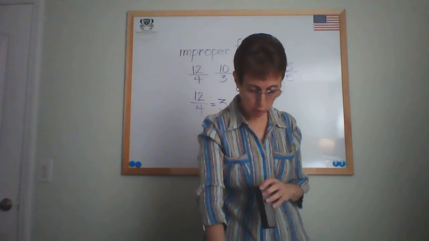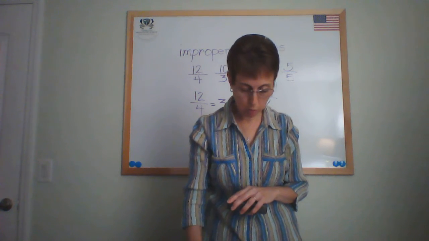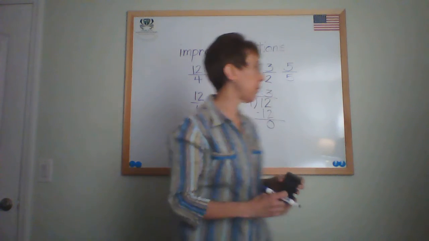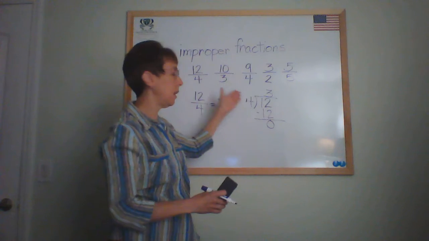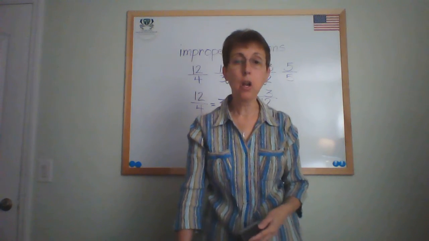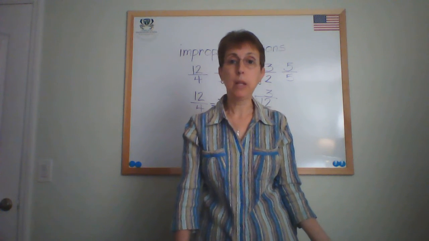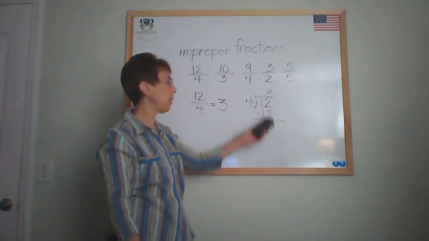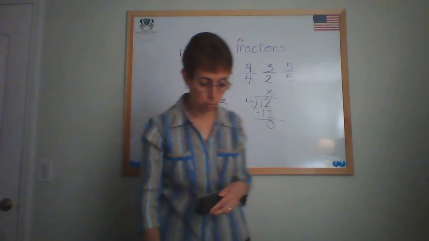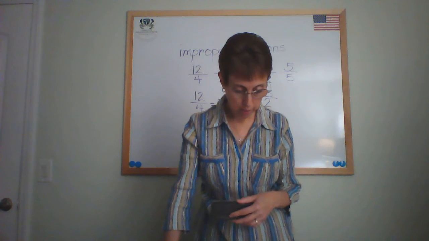If you go down to your practice, you are asked to change each improper fraction to a whole number or to a mixed number. Again, it depends on the division problem, whether or not you have a remainder. When you have a remainder in the division problem, then your answer will be a mixed number. When there is no remainder, then your answer is a whole number. It also says to draw a picture.